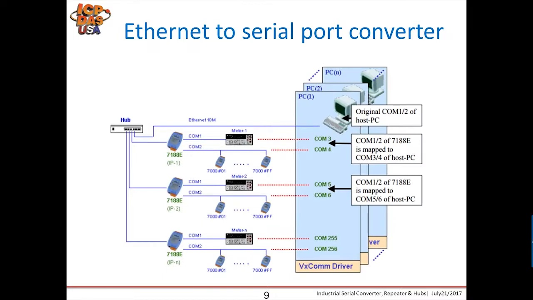The i7188EN converter is a bridge between the Ethernet and RS-232, 422, or 485. After installing VXCOM driver on the PC, user can create virtual COM ports, map it to the COM ports of 7188EN. The original software can connect with remote serial device through the Ethernet without any modification.